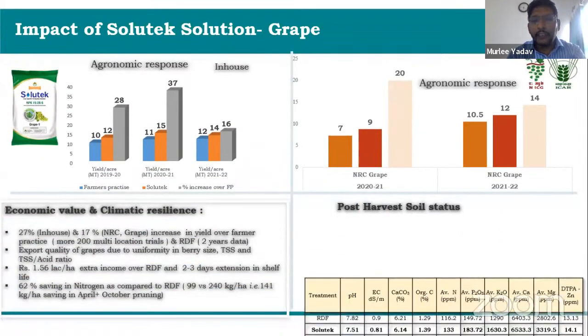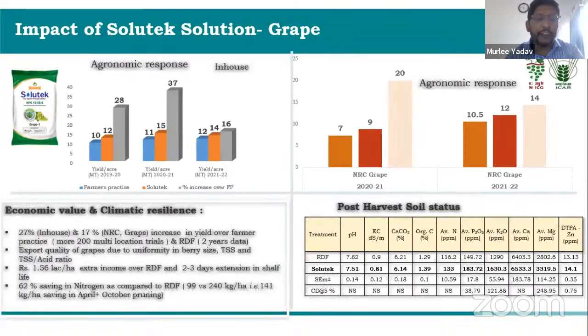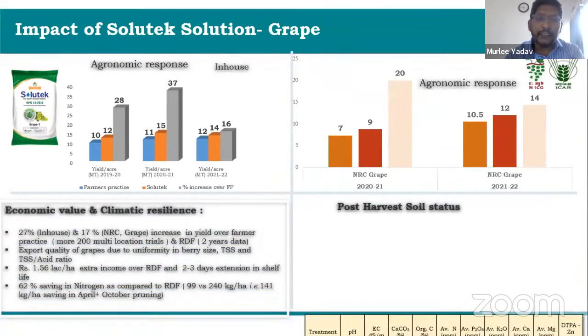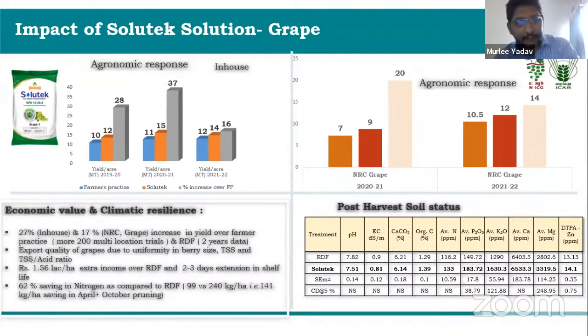So what is the process in our case? First, we optimize the solution for up to 3 years. If you see here, during our trial period, you can see 28% improvement over farmer practice, 37% improvement over farmer practice, 16% improvement over farmer practice in terms of yield. And the same thing we tested in case of NRC grape, because this is the solution for NRC grape. You can see first year 20%, second year 40%, 14% improvement in yield over the NRC grape recommendation.